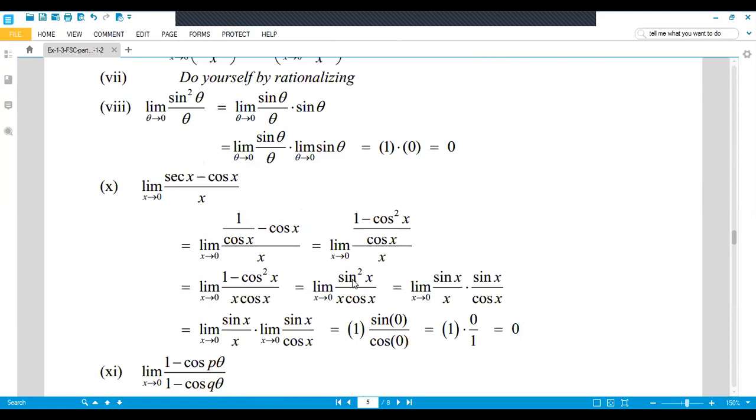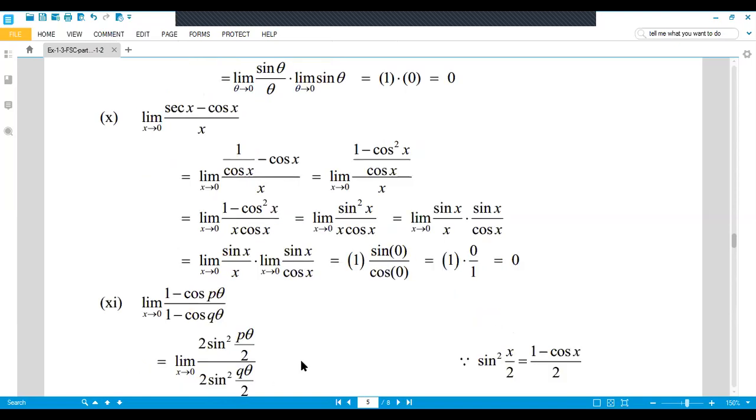So now split sine x divided by x and sine x divided by cos x. On this you apply the law of sine, and on this sine you apply the limit: 0 divided by cos 0. So it will be 0 divided by 1, you get 0. So this ninth part is just like, sorry, the 11th part. The 11th part is just like the fifth part you already did.